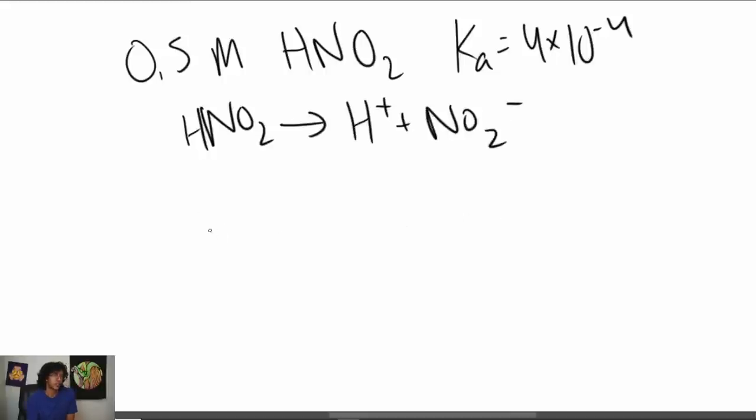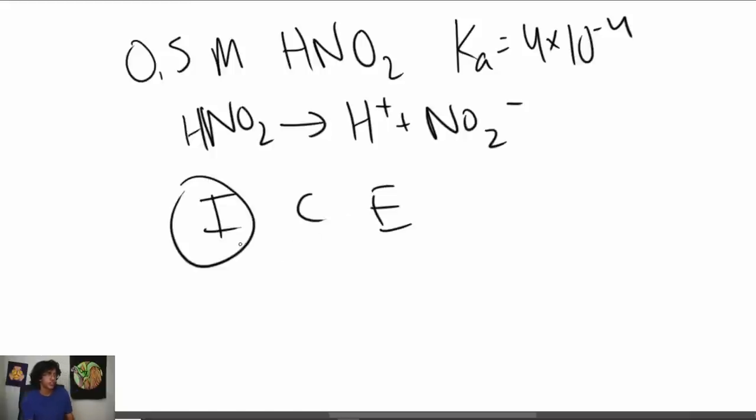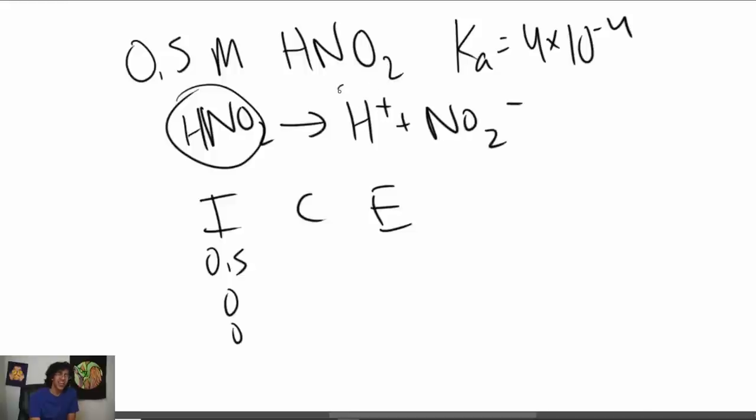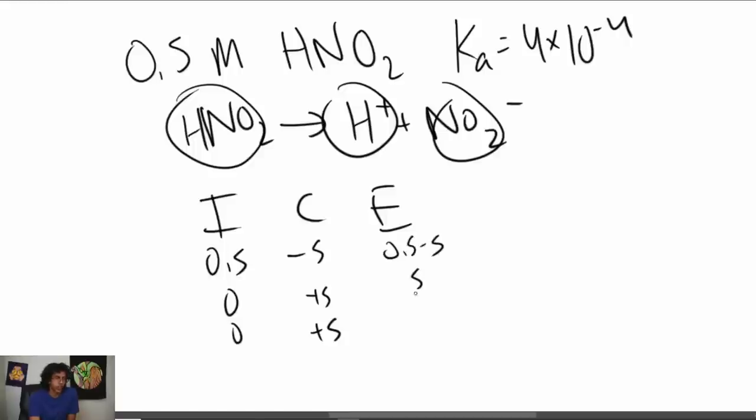Now, what an ice chart does is it takes your initial concentration. You start with 0.5 molarity of nitrous acid, and you start with zero of the other stuff. Now, the change is different. If S moles of this one are consumed, you have to add S moles of each of the others, because for each one consumed, it makes one of each of the other ones. So if we do minus S here, we do plus S over here and over here. Then our equilibrium state is going to have 0.5 minus S, S, and S.